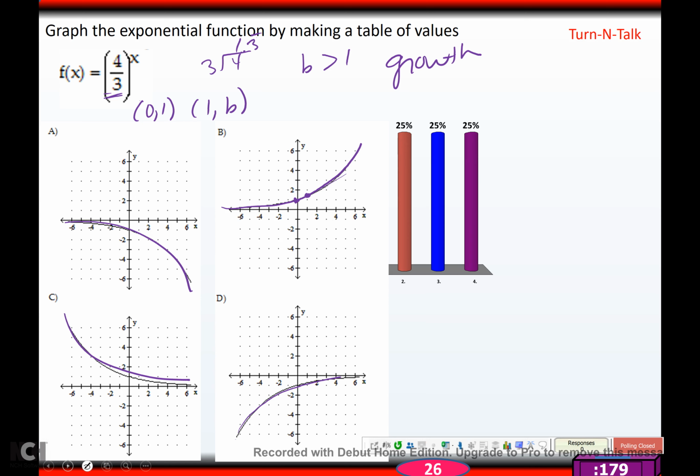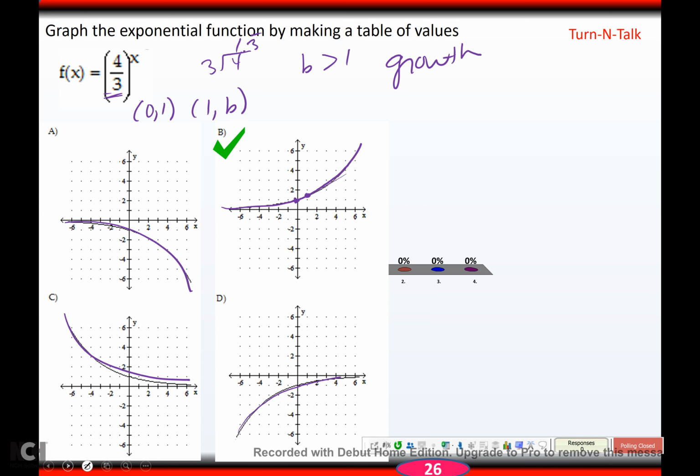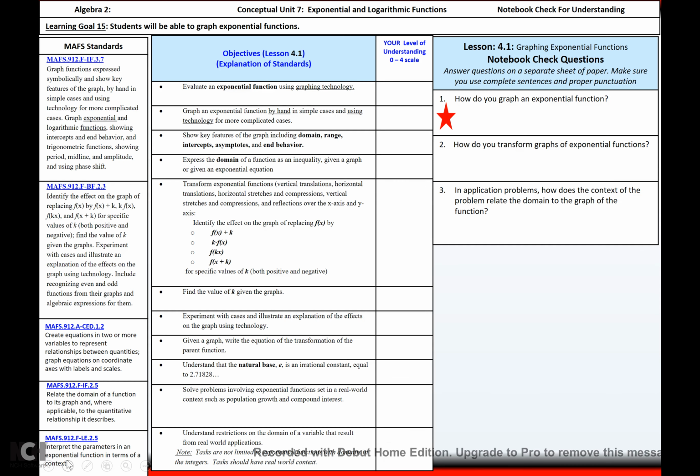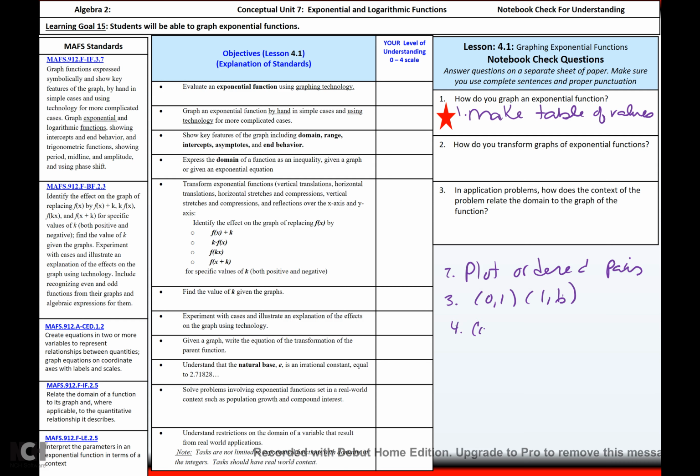If you're just matching, you don't need to do all the math. I mean, you could. You could make your table of values and plot the points, but in a multiple choice situation, if you know it's growth and there's only one of those that looks like growth, that's got to be it. Okay, so how do you graph an exponential function? Well, you make a table of values. Then you plot ordered pairs. Make sure that they go through (0, 1) and (1, b). And connect.